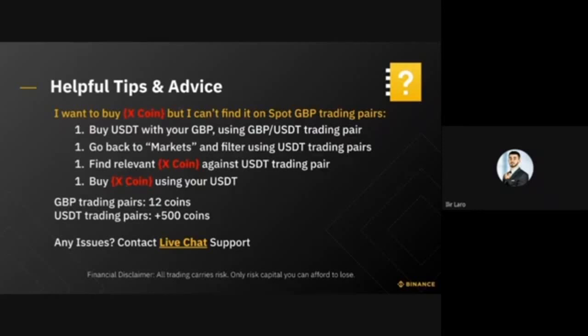So like I mentioned, we have 12 coins in GBP. We'll be adding more coins as time goes by. But for USDT, we do see a lot of variety. So you can definitely take your pick using USDT trading pairs.